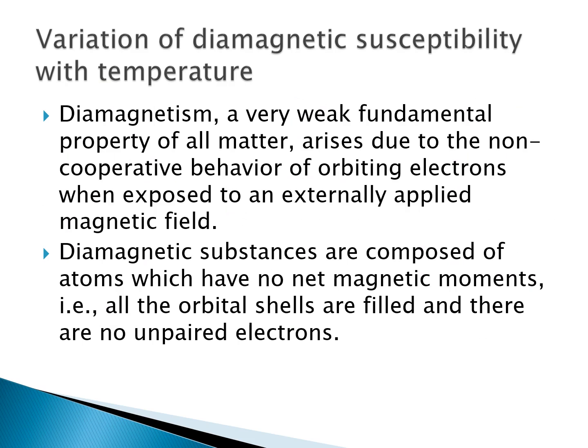Variation of diamagnetic susceptibility with temperature. Diamagnetism is a weak fundamental property of all matter, and arises due to the non-cooperative behavior of orbiting electrons when exposed to an externally applied magnetic field. Diamagnetic substances are composed of atoms which have no net magnetic moment, because all the orbital shells are filled and there are no unpaired electrons.